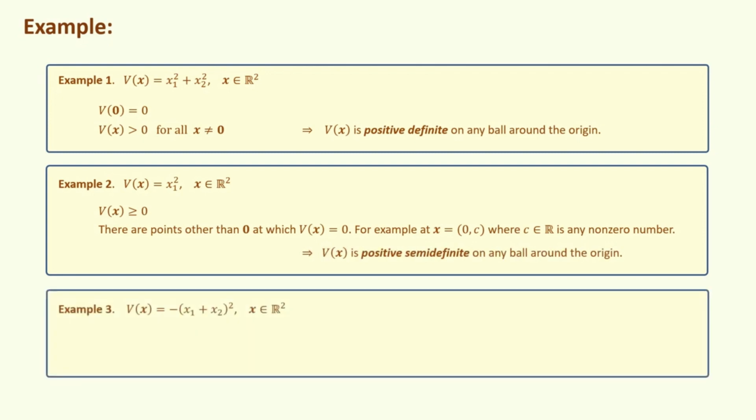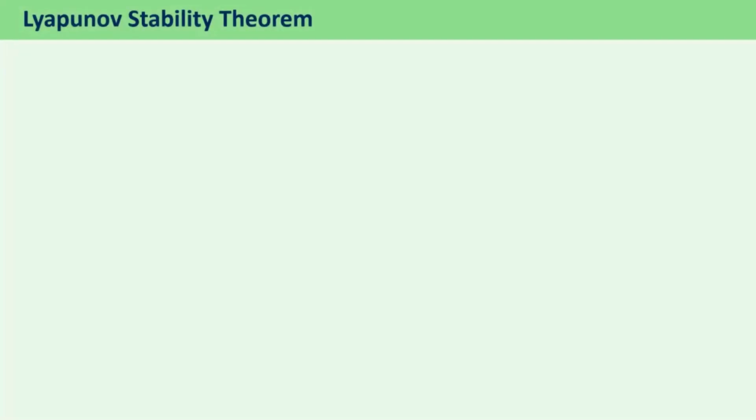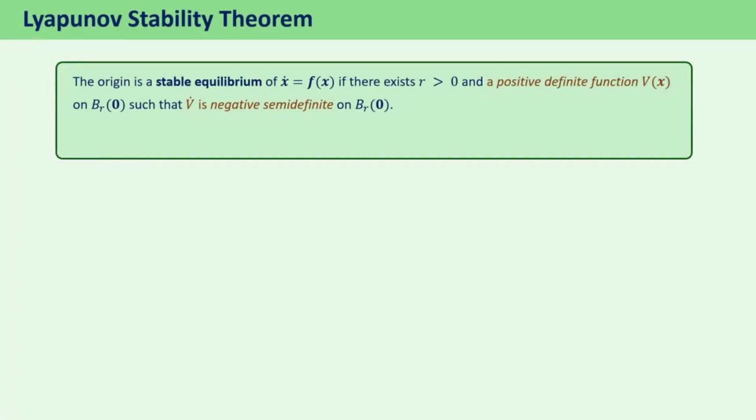In the third example, V of x is equal to minus (x1 plus x2) whole squared. V of x is always less than or equal to 0 and is 0 at 0. But it's also 0 when x1 plus x2 is 0. So the function is negative semi-definite on any ball around the origin. Now we are ready for the Lyapunov stability theorem.